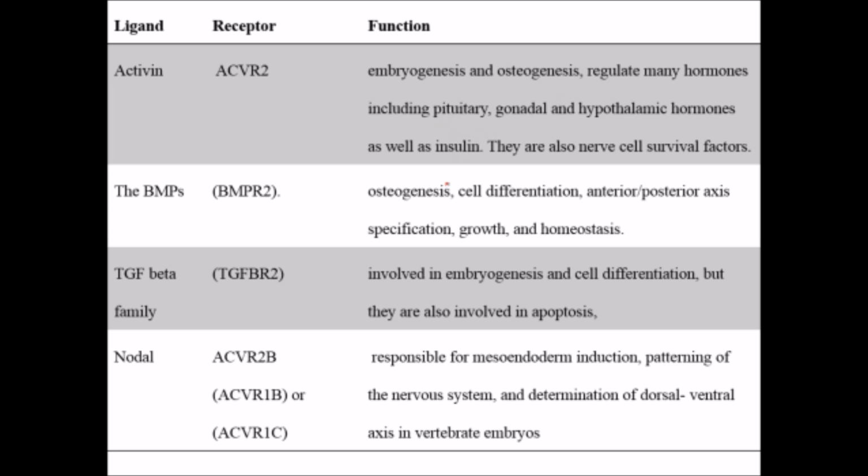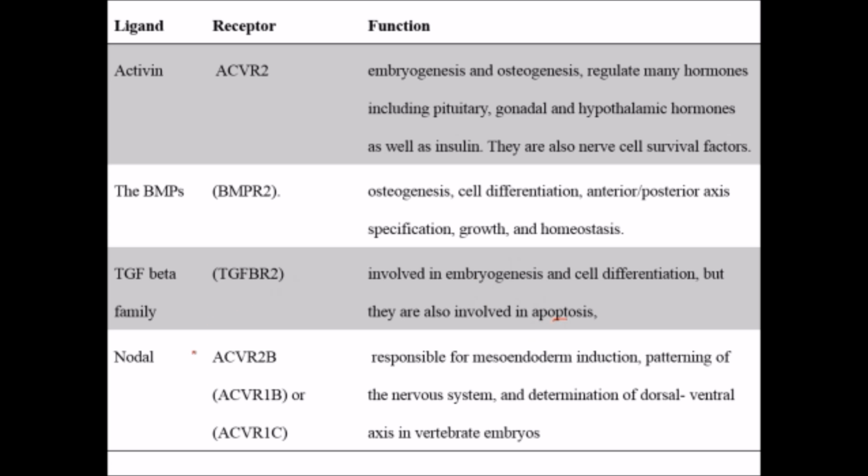They also serve as cell growth factors. Another is BMPs, which has a type 2 receptor, and its main functions are osteogenesis, cell differentiation, anterior-posterior axis specification, growth, and homeostasis. Next is the TGF beta family, which also has a type 2 receptor and is involved in embryogenesis and cell differentiation, but apart from them it is also involved in apoptosis.